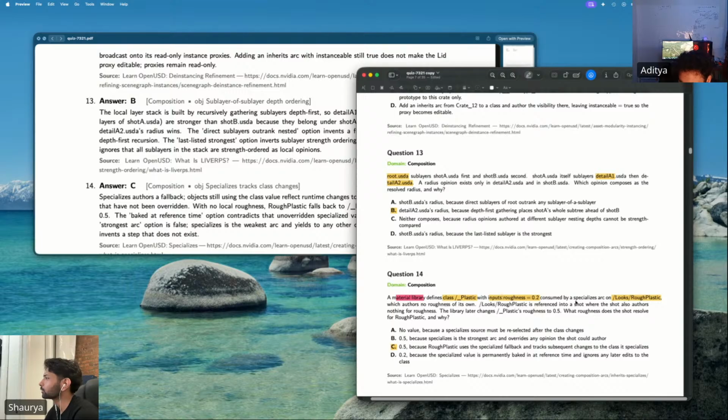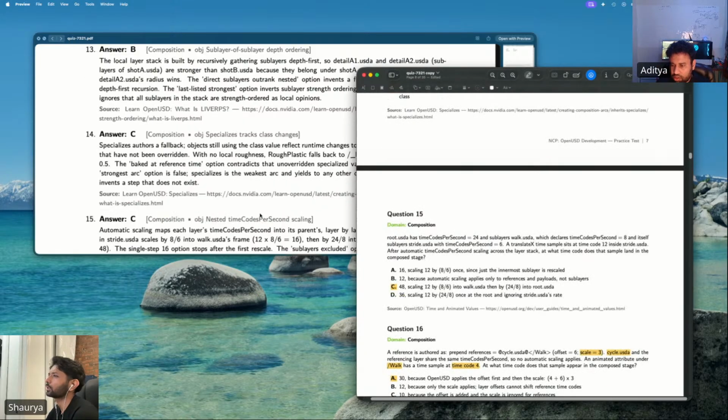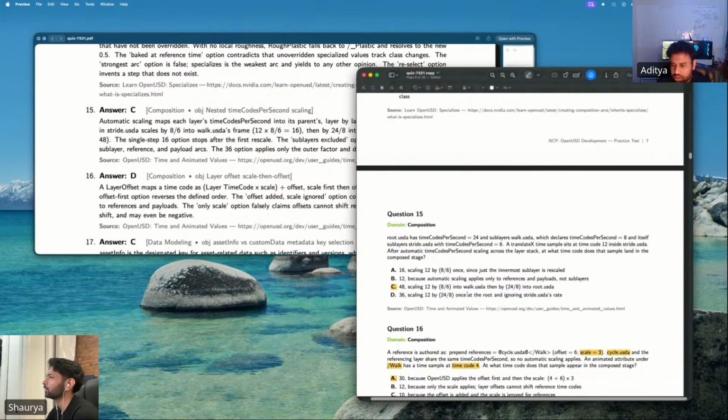Defines with input consumer specializes with author of its own. In short, author has nothing for roughness. The library later changed the roughness to 0.5. Okay, yeah, this is something we already knew. 15th is C again, correct.